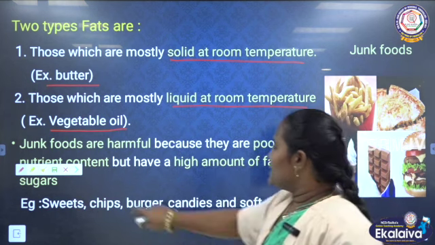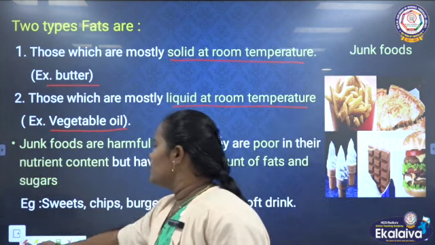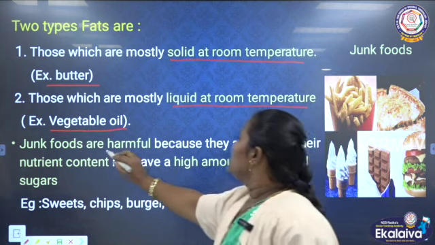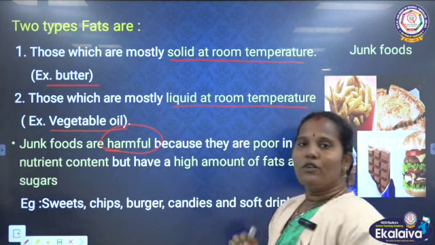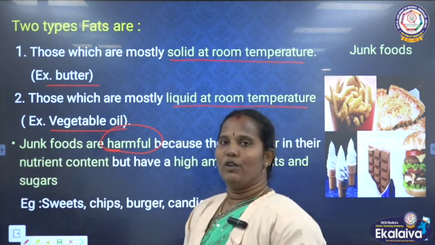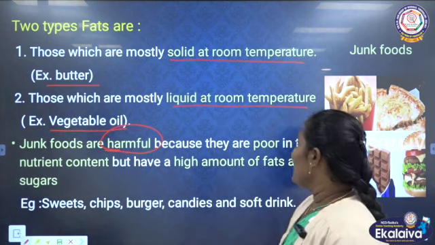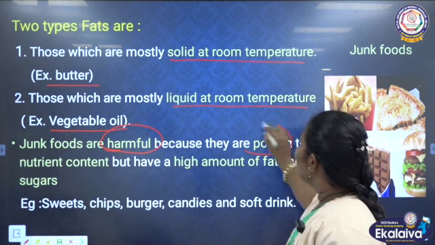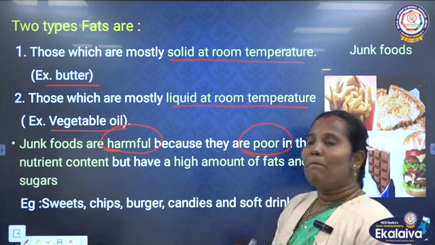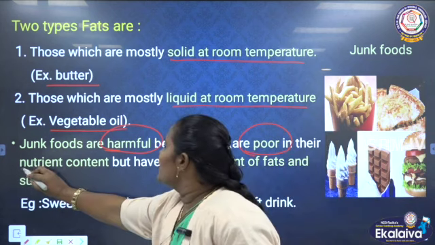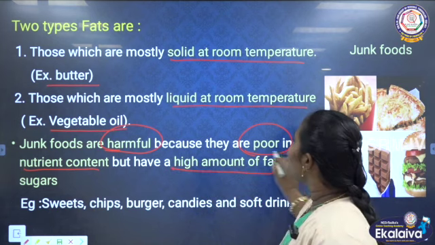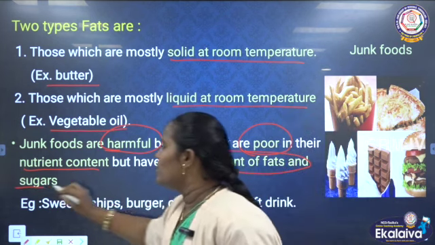Then junk foods. We know that junk food is harmful to our body. Why should we not have junk food? Too much junk food gives a harmful condition, we know very well. What is the reason? It has poor nutrition. Junk foods have poor nutrition content, but they have a high amount of fat as well as sugar.